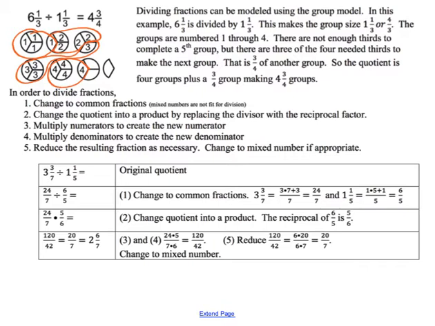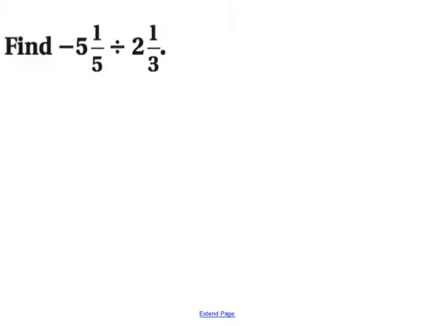Here's an example. 3 3/7 divided by 1 1/5. You're going to change them to common fractions. You get 24/7 divided by 6/5. And then you change it from division to multiply the reciprocal. So divide 6/5 becomes times 5/6. And then you multiply. You get 20/7 as your answer after reducing. Or you can change it to a mixed number and get 2 6/7.